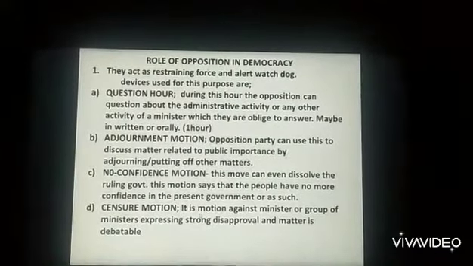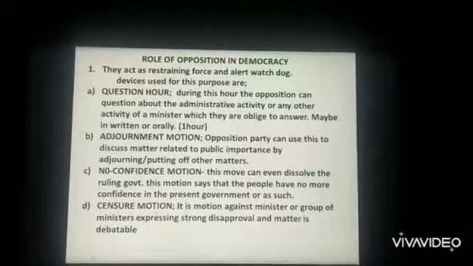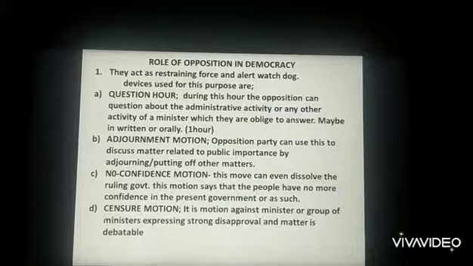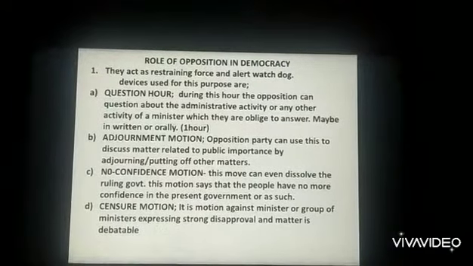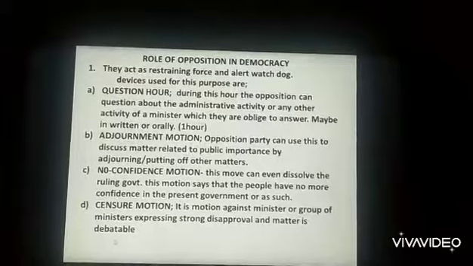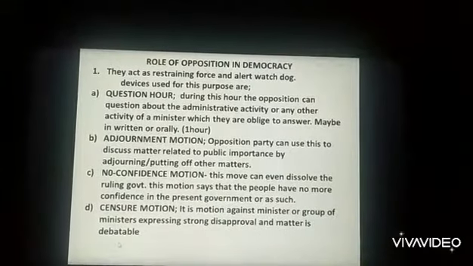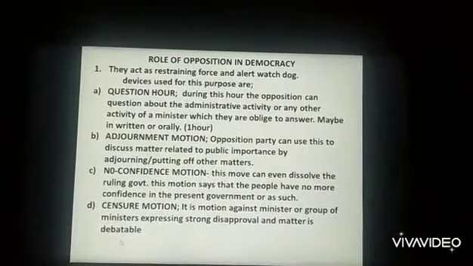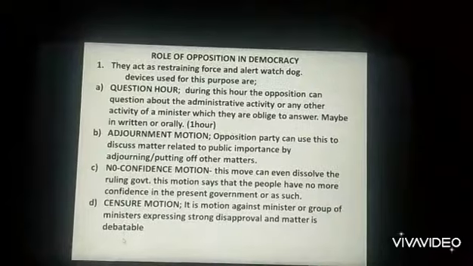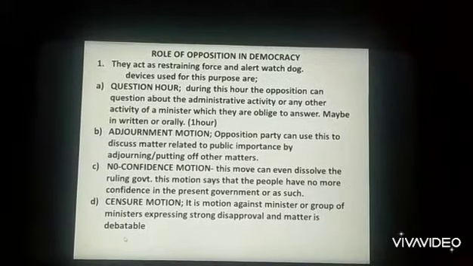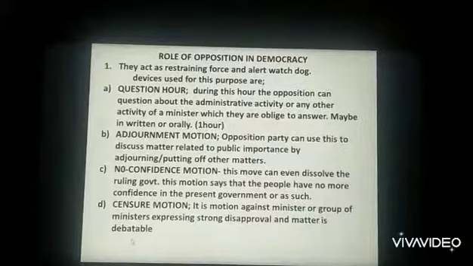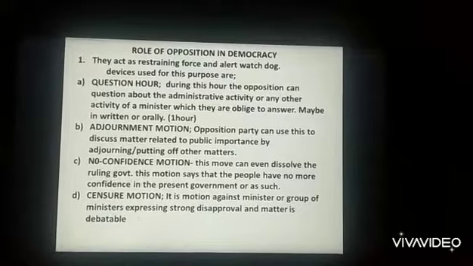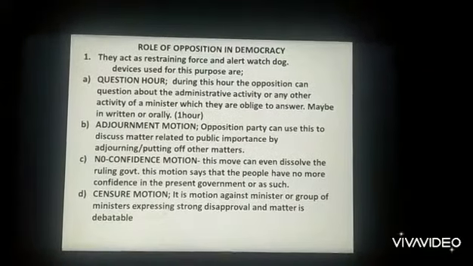The fourth one is the censure motion. This censure motion is moved against a particular minister or a group of ministers, expressing strong disapproval of matters that are debatable, for example the Citizenship Amendment Bill, CAB. This was one of the most debatable laws passed by the ruling government, and a motion was moved against the government by the opposition not to pass this bill.